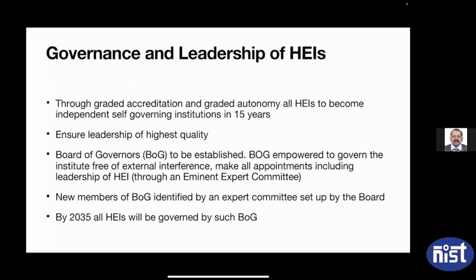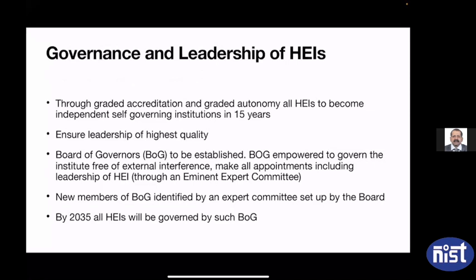There's a special distinction on governance and leadership of HEIs. Many of you will be budding professors and you'll aspire for roles like this. And what it says is that through graded accreditation and graded autonomy, all HEIs will become independent, self-governing institutions in 15 years. And they have to ensure leadership of the highest quality.